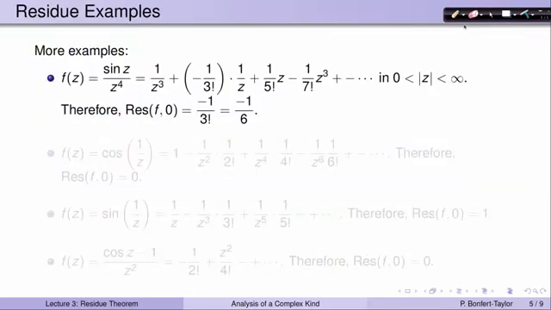Here's another example. The function f of z equals sine z over z to the 4th. We saw that this function has a pole at z equals 0, so it's an isolated singularity, and we found this Laurent series to be 1 over z cubed plus minus 1 over 3 factorial times 1 over z, and so forth.